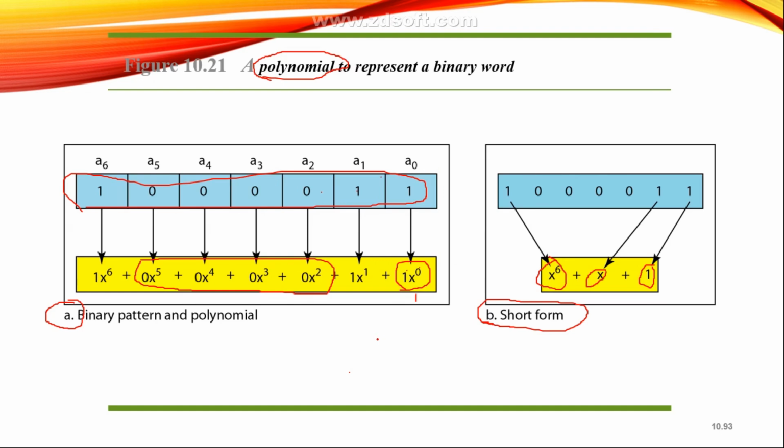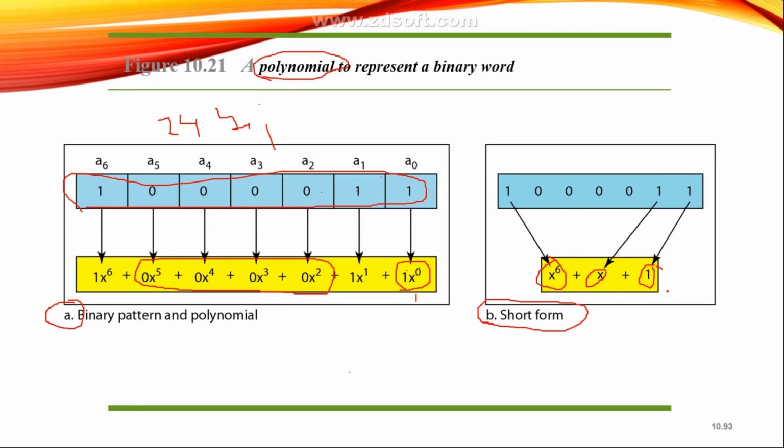So hope you understood this one. And similarly, guys, if instead of 7 bits, your data is 24 bits, and remember, as in this one, three ones are there, A0, A1 and A23, and the rest 21 zeros. So you can represent the polynomial by using these three terms, that is x raised to 23 plus x plus 1.